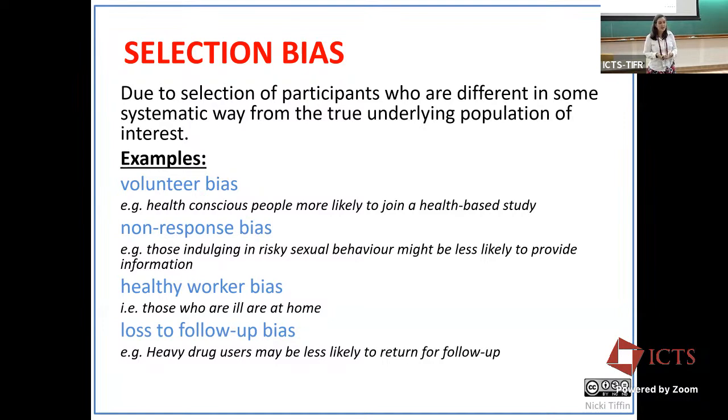Healthy worker bias, if you go to the office to take a survey of people who have flu, you're unlikely to find a lot of people with flu currently in the office. So that's healthy worker bias. You see the people who are well. And then loss to follow-up bias. So people who have certain characteristics might be less inclined to come for follow-up.